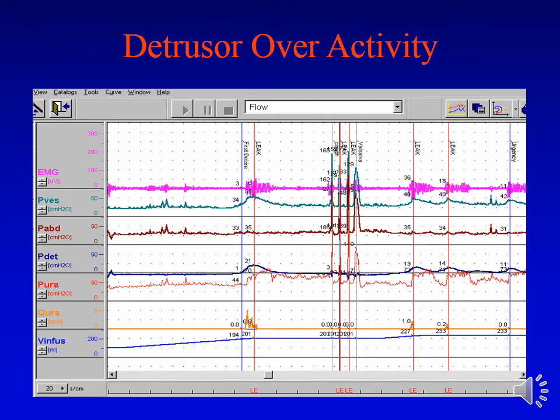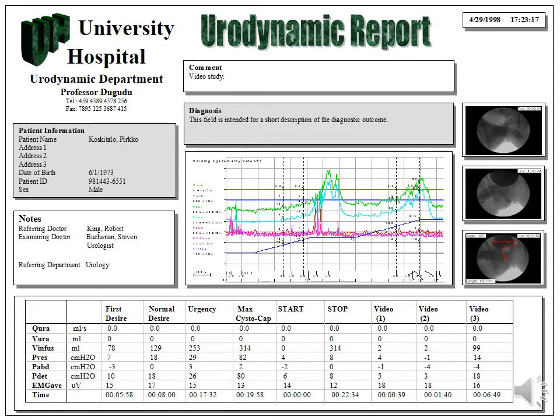Okay, this is again detrusor overactivity, what I showed earlier, where there's phasic contraction during the filling phase itself. This is how we do a urodynamic report.